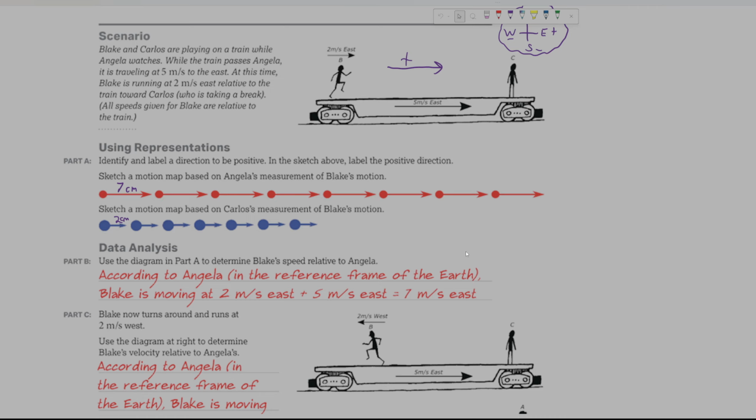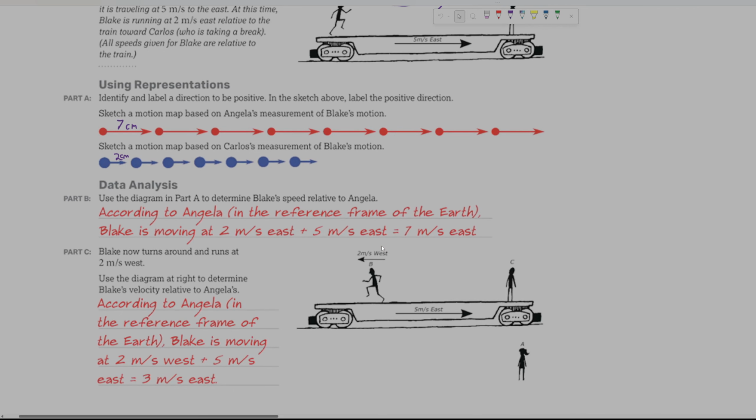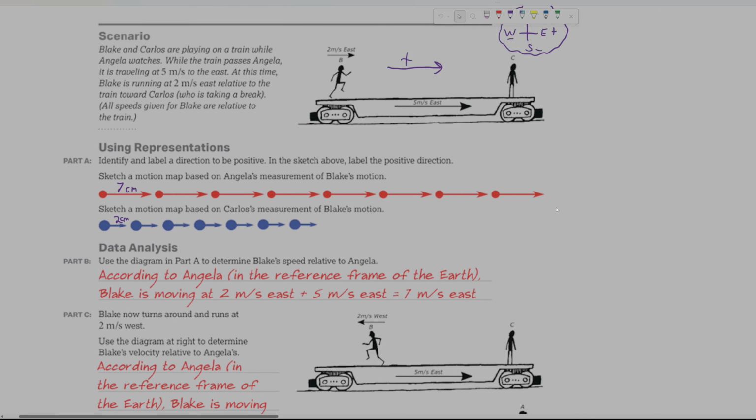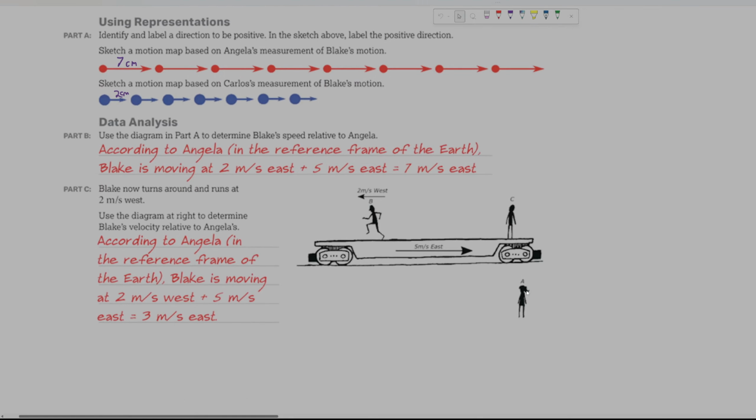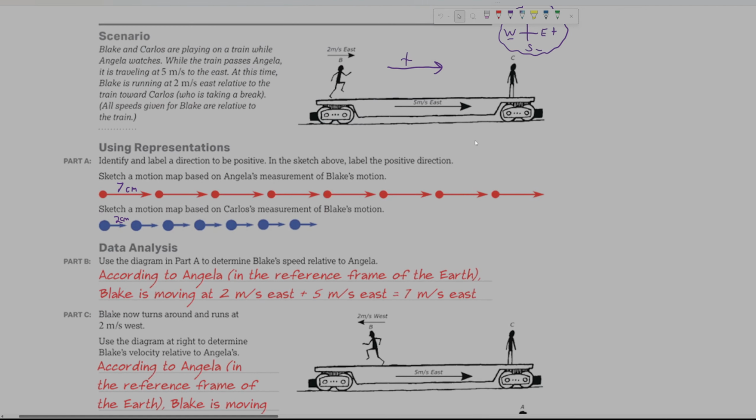So part B, data analysis. Use the diagram in part A to determine Blake's speed relative to Angela. Okay, so we kind of did that already, the way that I explained it. So let's just write that down now. According to Angela, in the reference frame of the Earth, so she's just standing there, in this diagram down here. She's not shown up here, of course. Blake is moving at 2 meters per second east plus the 5 meters per second east that's included with the train car. And so Blake is moving at 7 meters per second to the east, according to Angela.